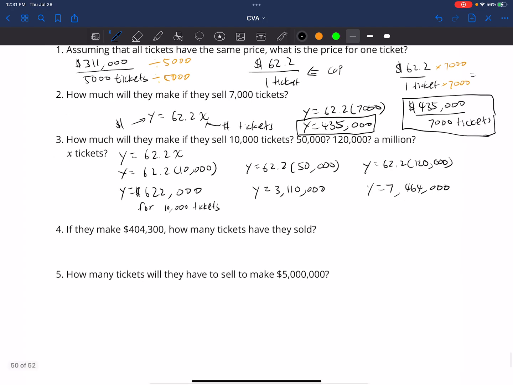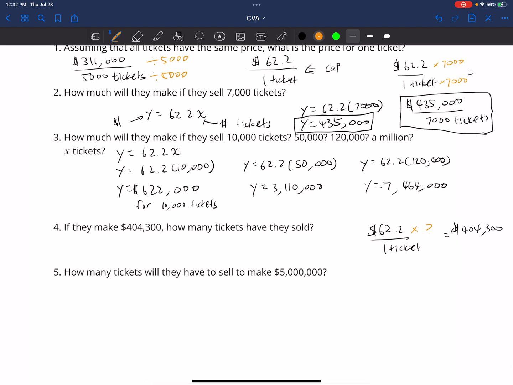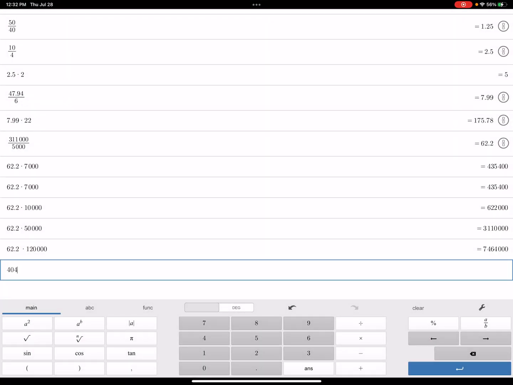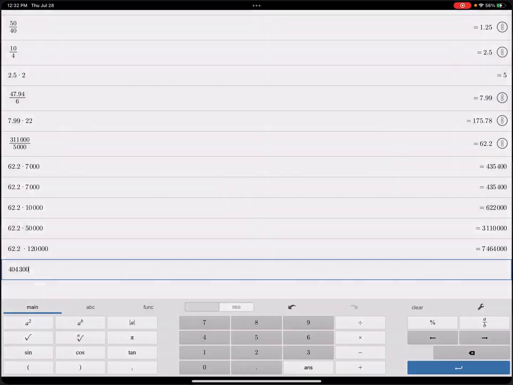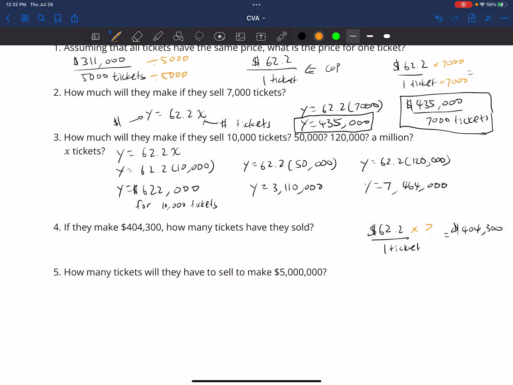Now this is a little bit more fun one. If they make $404,300, how many tickets have they sold? I'm going to show you the way that we've solved this before. Remember, it's $62.20 per one ticket, and we sold $404,300. So what did I multiply to get this number? I'm going to do 404,300 divided by 62.2, and that's going to be 6,500. So my answer is 6,500 tickets.